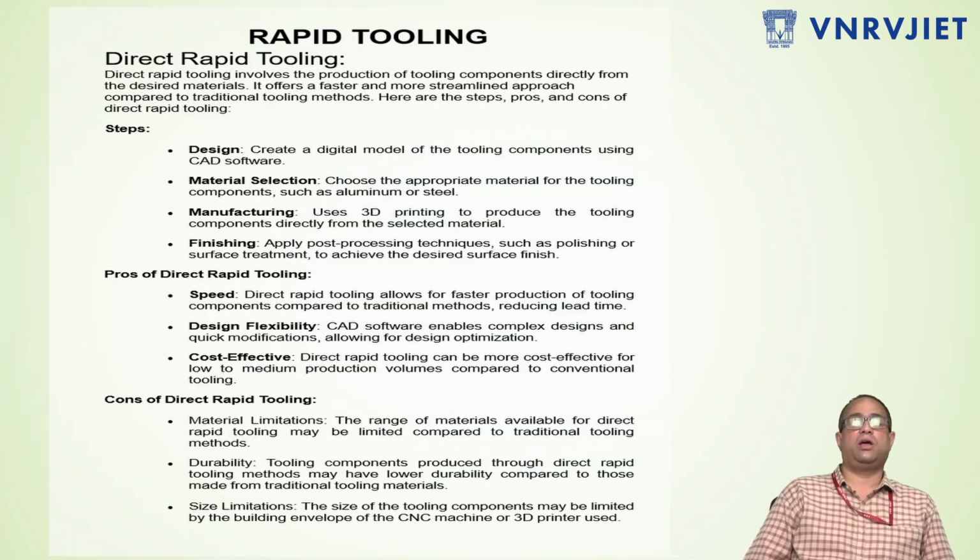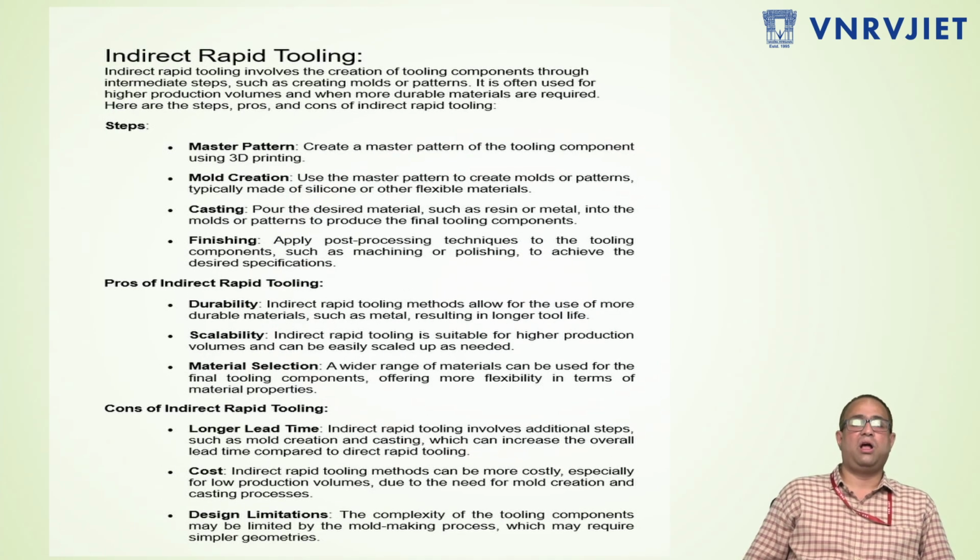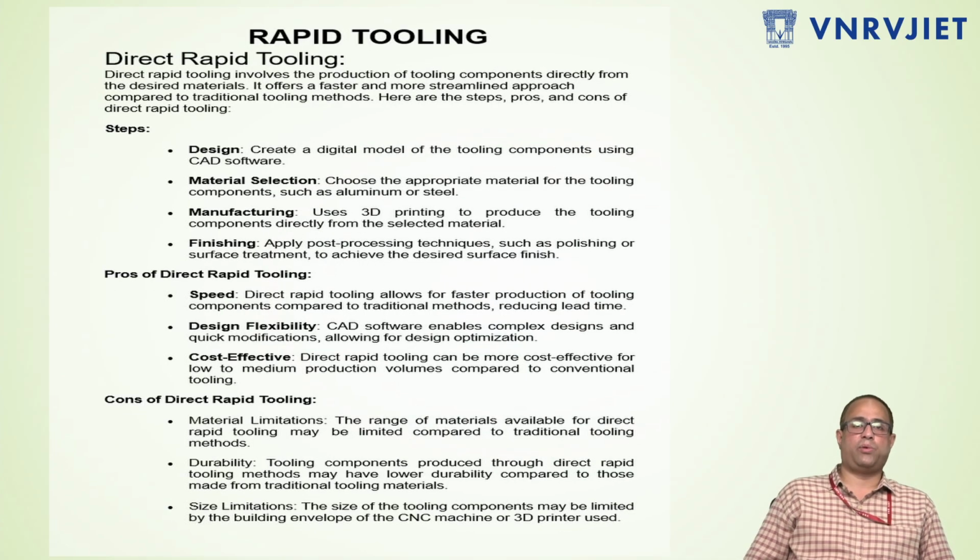In direct rapid tooling, we use several AM techniques, and the parts are made directly and used for making the molds. Whereas in indirect rapid tooling, a master pattern is created using 3D printing, and then the mold creation is done, followed by casting, because based upon the master pattern, several sorts of parts can be made. So this is the main difference between direct rapid tooling and indirect rapid tooling.